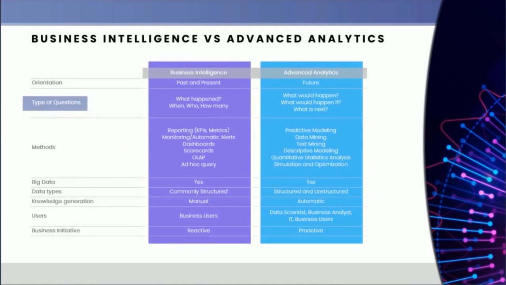At a business level, how is it that we could interpret this data? Here we have a table that I'm going to review in a very general way. We have the kinds of questions we commonly answer through business intelligence and through advanced analytics. Business intelligence focuses on the past: what happened, when, who, and how many.